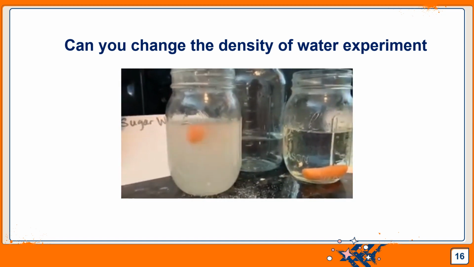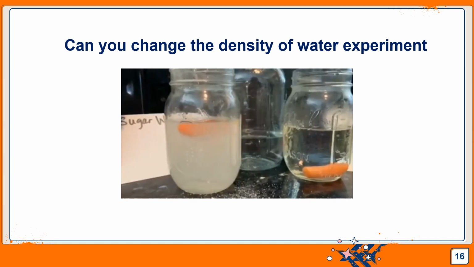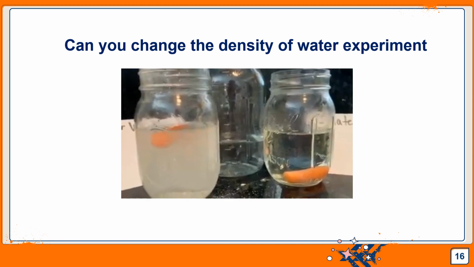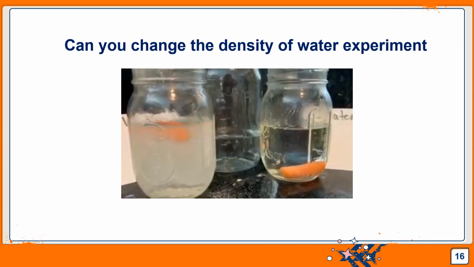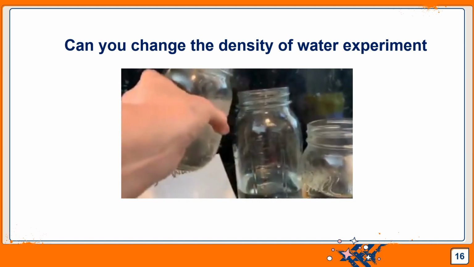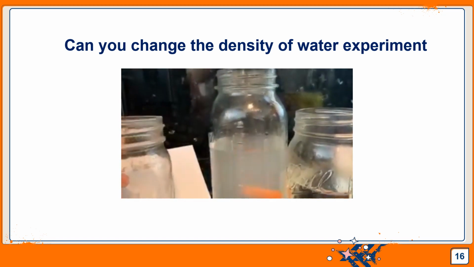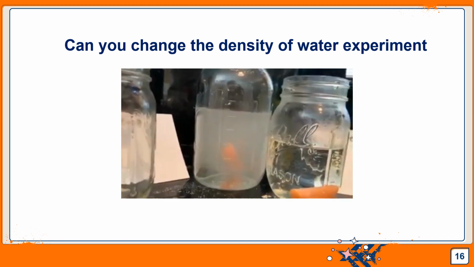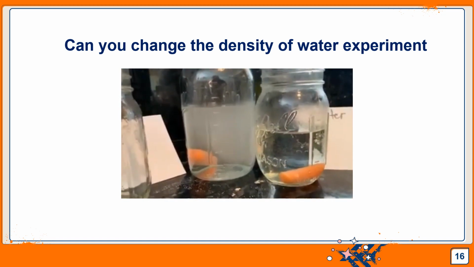Now what has happened to our carrot? The sugar water has made the carrot float, but the carrot in the plain water is still on the bottom. Does that match your hypothesis? Now I'm going to mix the plain water and the sugar water. What has happened? The carrot looks like it wants to fall to the bottom again. Wow, we're going to discuss that in just a moment.